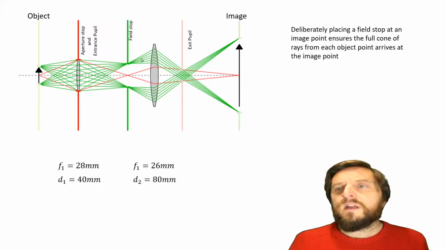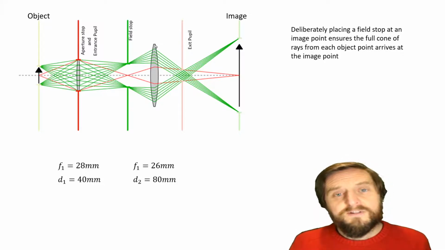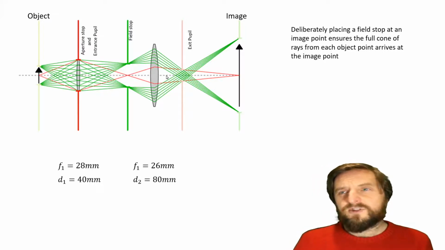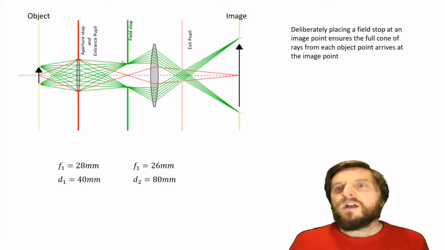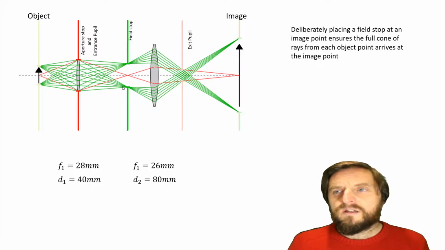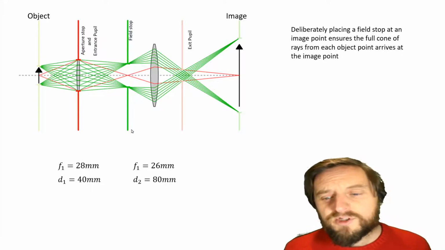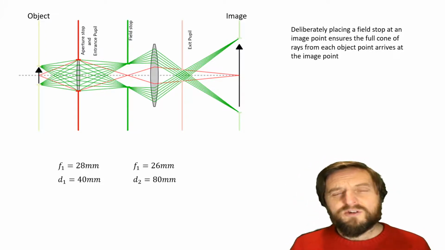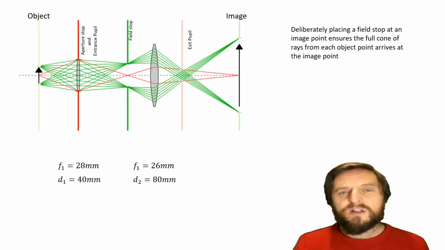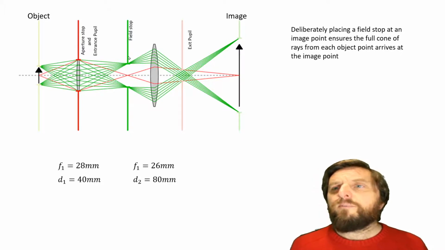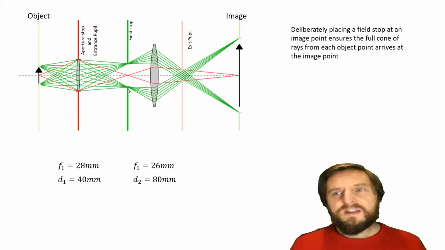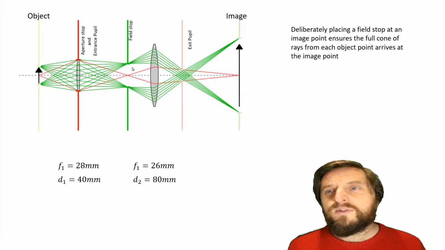In this particular setup, instead of letting that second lens be the field stop and limit the size, I've deliberately put in an aperture. The aperture could be a fixed thing, a plate with a hole in it, or it could be an iris that opens and closes like the iris of your eye. And I've placed it exactly here at one of the intermediate image points. This is where the image from just the first lens is formed.